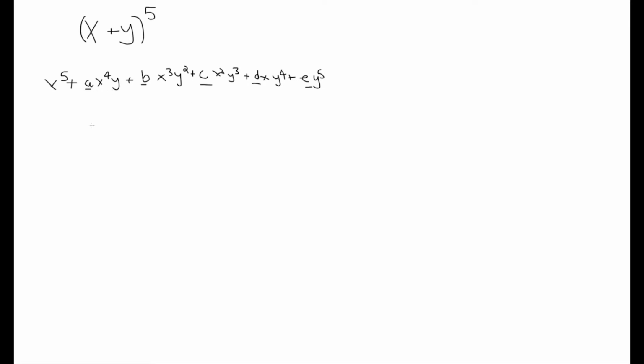And these coefficients we know will be the combination for picking each one. So maybe this x to the 4th y is a combination of 4 x's. So you had to pick 4 x's from this x plus y to the 5th. So 4 of those x plus y's were x's, and then 1 of them was a y, in whatever order.